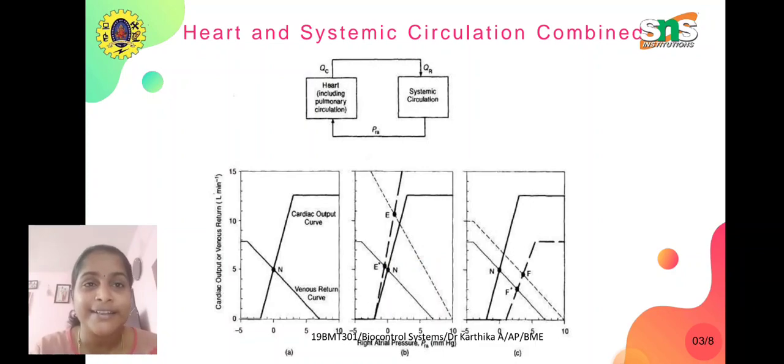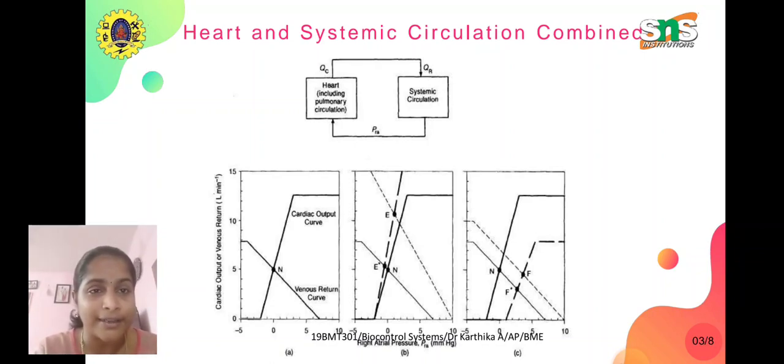See here, the heart and systemic circulation combined. The first one is QC and QR and PRA. QC is here the heart, including pulmonary circulation. Including pulmonary circulation means heart plus lungs. And we have the systemic circulation over here, QC, QR and PRA, arterial pressure. Here, see the diagram. Here the cardiac output and venous return are in L min^-1.